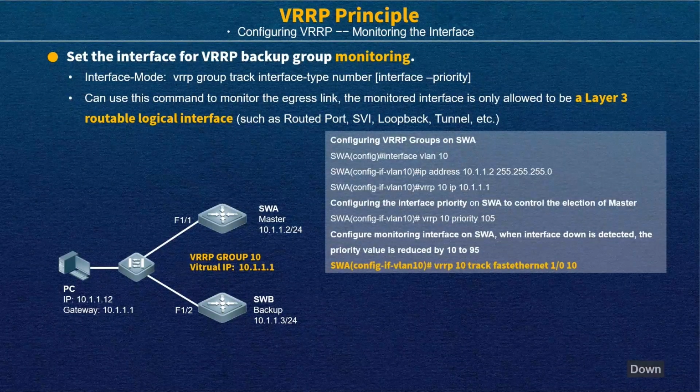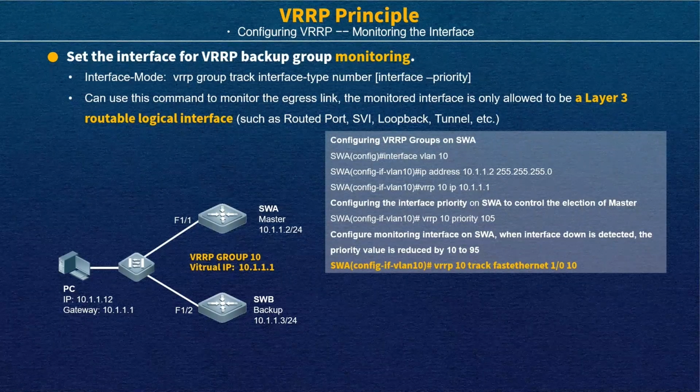So on switch A, for example, in the basic configuration we already changed the priority to 105, right? And now we add the key command: vrrp 10, where 10 is the VRRP group. The tracked interface is FastEthernet 1/0. This interface is the uplink interface, and we reduce the priority by 10. That means if the interface FastEthernet 1/0 of switch A is down, the priority will be reduced by 10 to become 95.